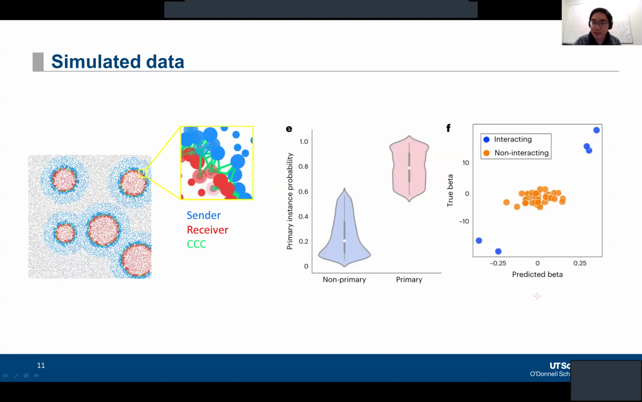We also added in a bunch of noise pathways. In terms of the gene pathways, we put in 90% of them to be not actually interacting. We have a small fraction of true, actually interacting gene pathways. Some of them are negatively correlated, some are positively correlated, and the model is able to distinguish between these.